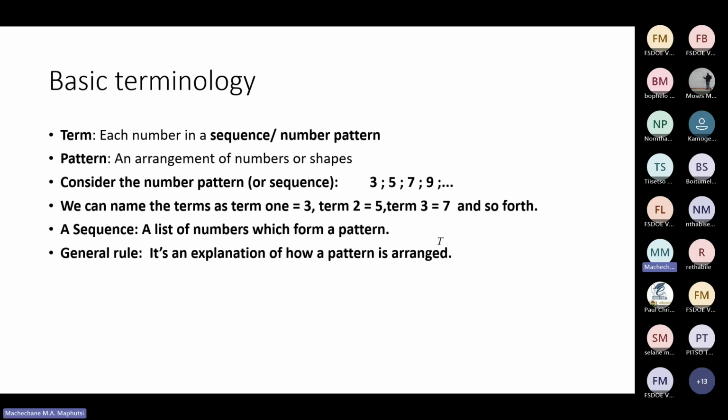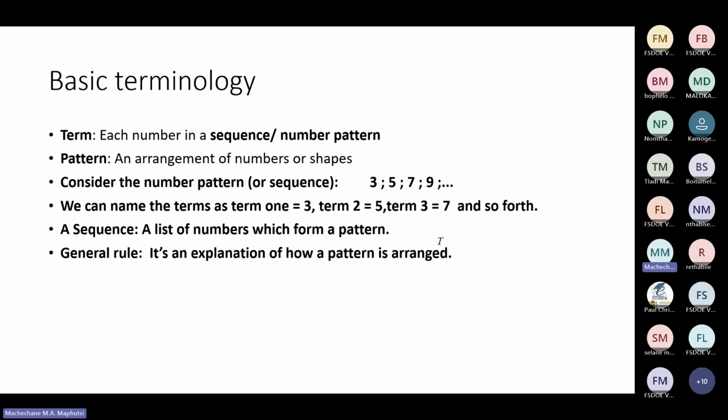Okay, so let's look at the basic terminology that we're going to talk about. We're going to talk about the term. You must know what a term is. So a term is each number in a sequence or in a number pattern. Now you can ask yourself, what is a pattern? A pattern is an arrangement of numbers or shapes, because like I said, we are going to do number patterns as well as geometric patterns. So we are going to talk about numbers as well as shapes or diagrams.